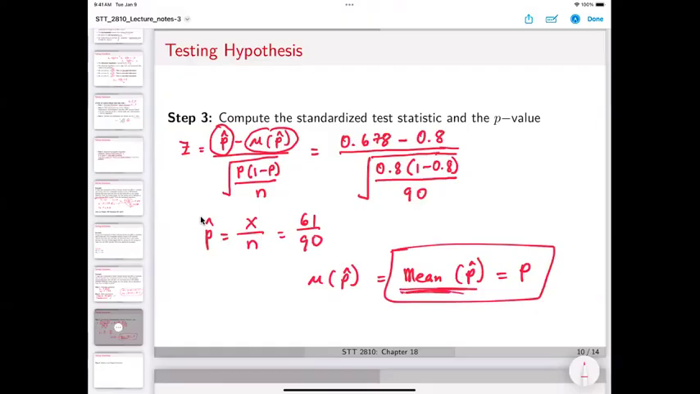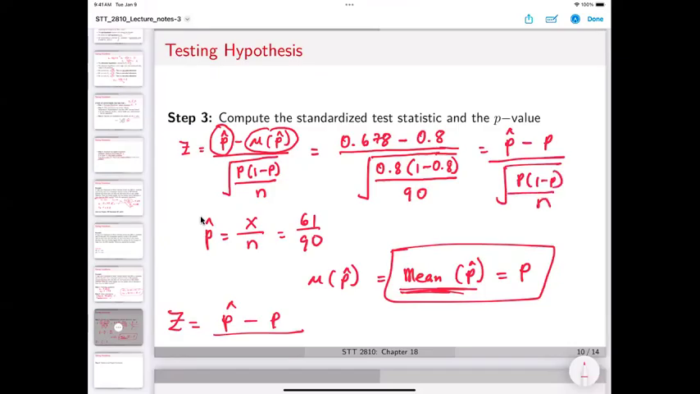And you know what some people also do? Some people try to simplify the formula. They also write z as p hat minus p, so they're always able to see that p is 0.8. Do you get what I mean? This same formula can be written as p hat minus p divided by the square root of p times 1 minus p over n, and this is also correct.